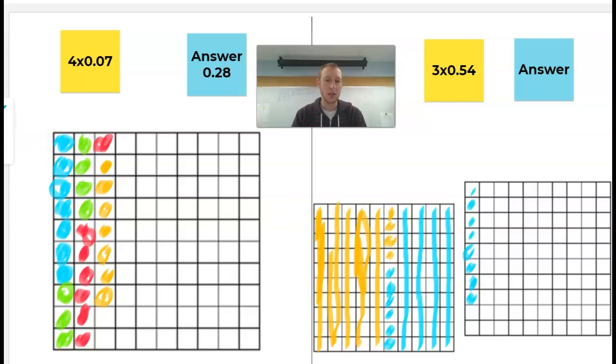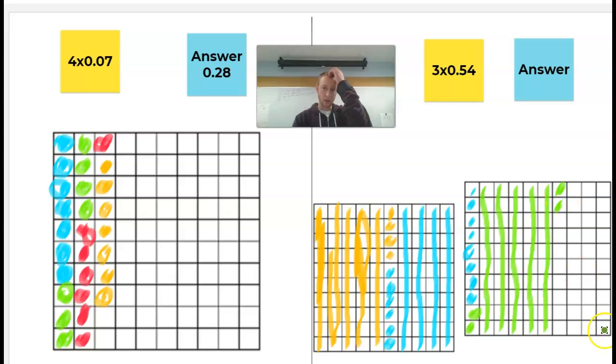I need to do it one more time, right? So let's see. 1 hundredth, 2 hundredths. Well, 2 hundredths plus 10 is 12 hundredths. 22 hundredths. 32 hundredths. 42 hundredths. 52 hundredths. 53 hundredths. 54 hundredths. All right, so I've got 54 hundredths here in yellow, 54 hundredths in blue, 54 hundredths in green. So what do I have all together?